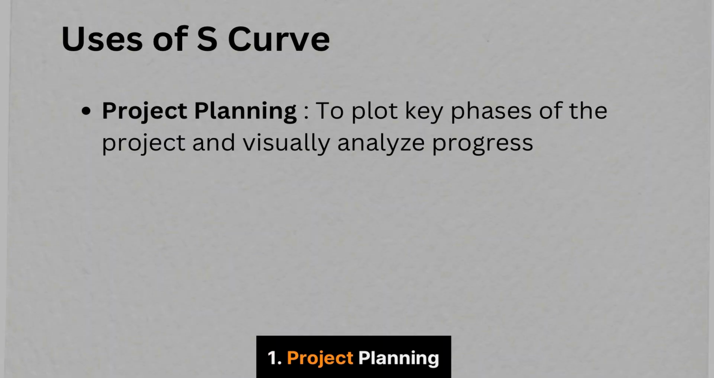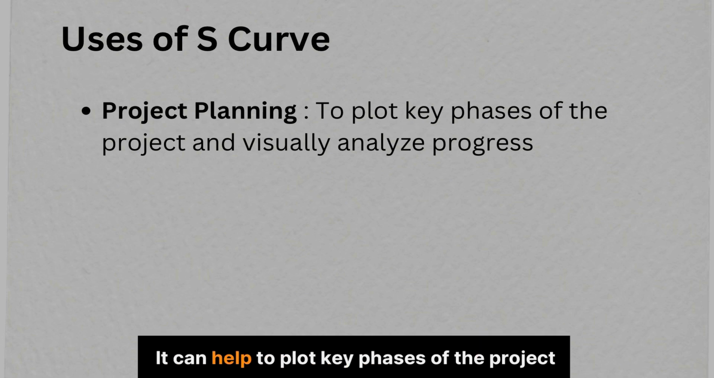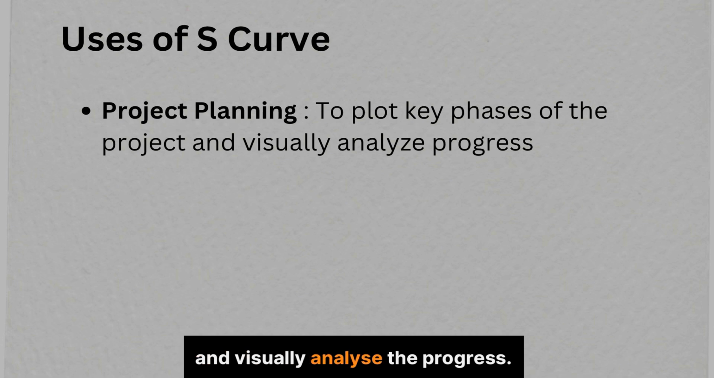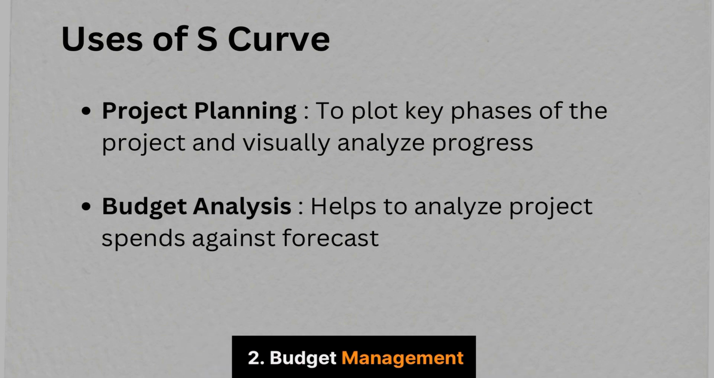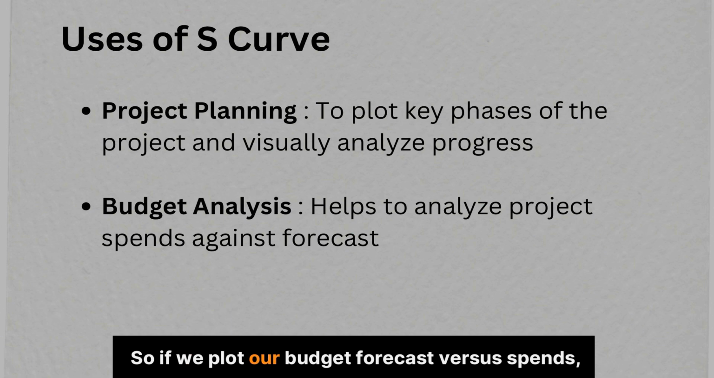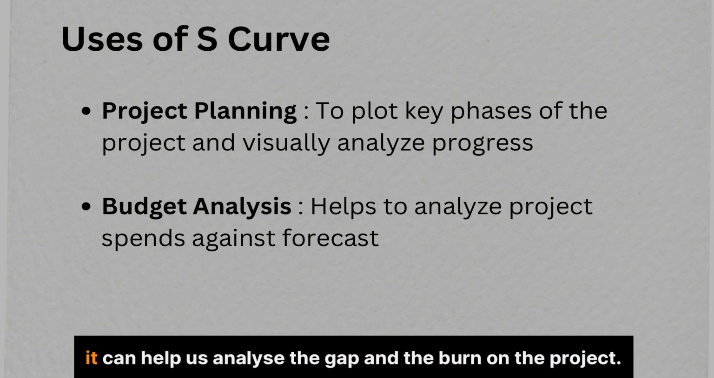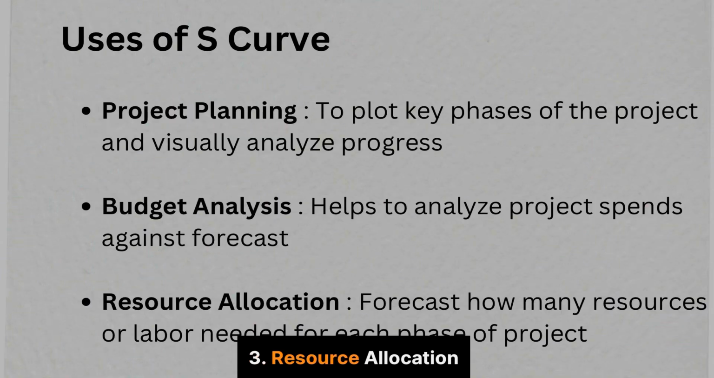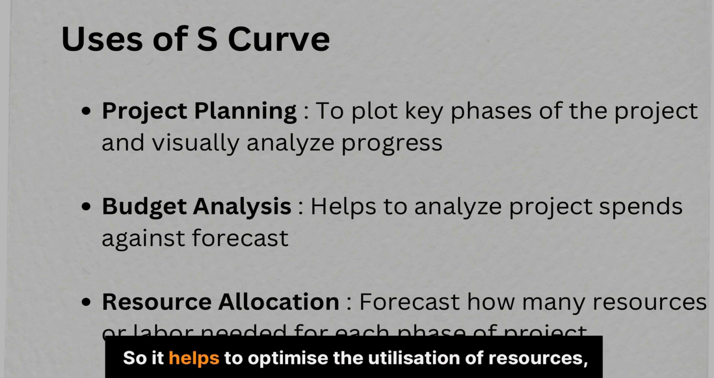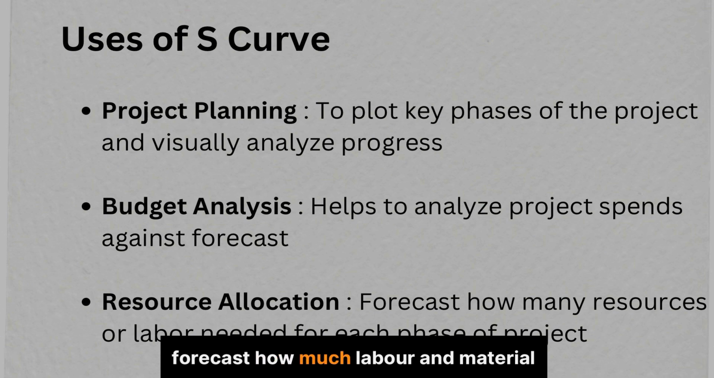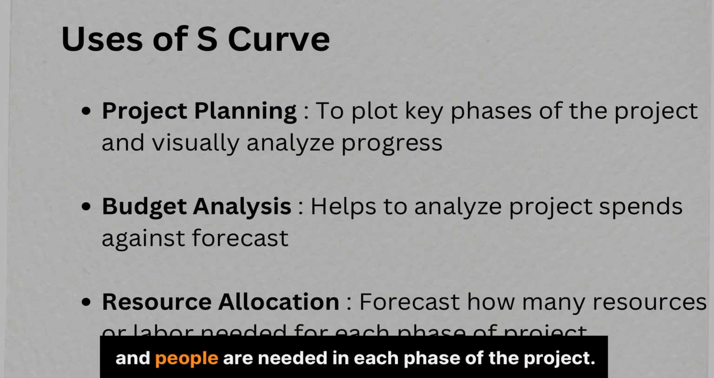So where all can you use S-curve to help you with your work? Number 1, project planning. It can help to plot key phases of the project and visually analyze the progress. Number 2, budget management. If we plot our budget forecast versus spends, it can help us analyze the gap and the burn on the project. Number 3, resource allocation. It helps to optimize the utilization of resources, and forecast how much labor and material and people are needed in each phase of the project.